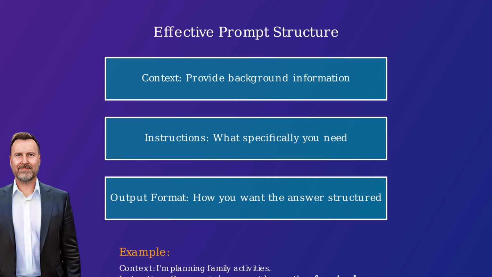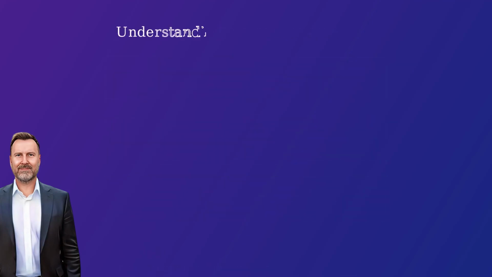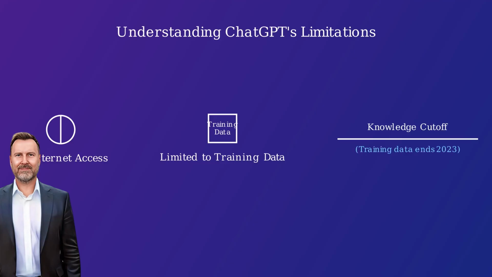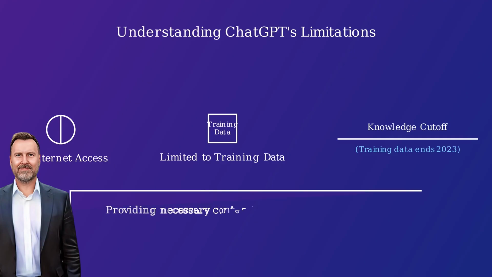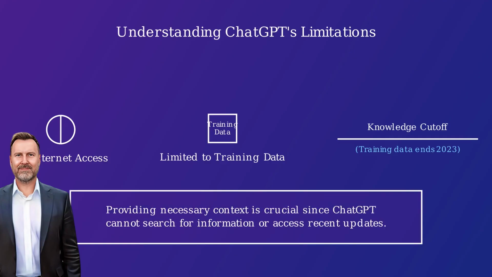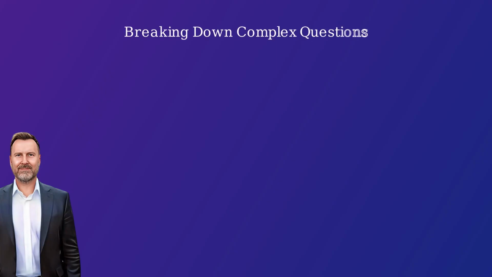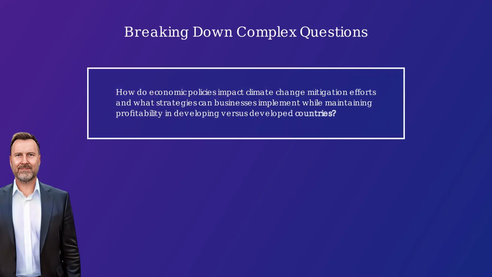Let's see an example that incorporates all three elements to get the best results from ChatGPT. It's important to understand that ChatGPT has no access to the internet and works only with information it learned during training. This means you need to provide all necessary context in your prompt, especially for topics that might be recent or specialized. Complex questions can be difficult for ChatGPT to answer completely.